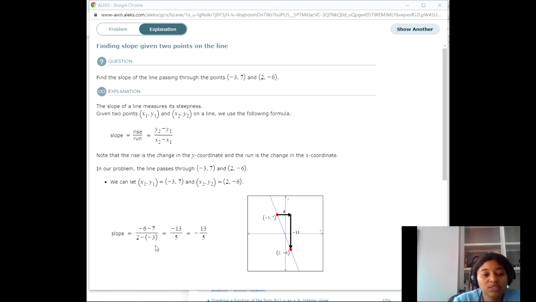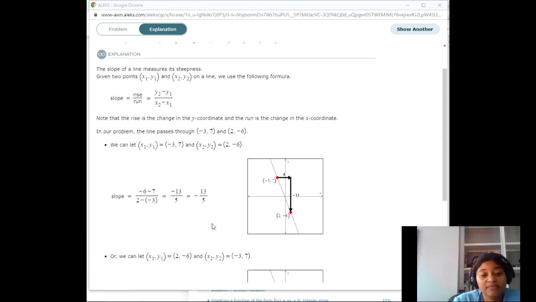So we have a -6 minus 7 for the rise, and that gives us a -13. And for the run, we have a 2 minus -3, which gives us a 5. So the answer is a -13 over 5. Okay, you can put your answer there.